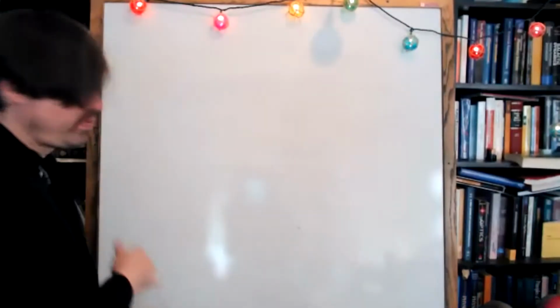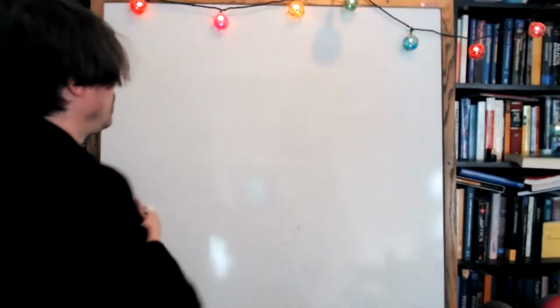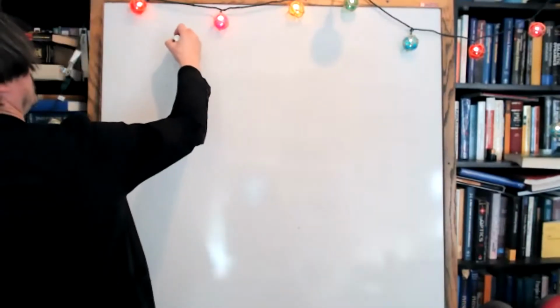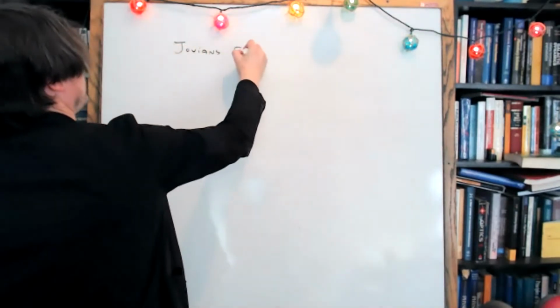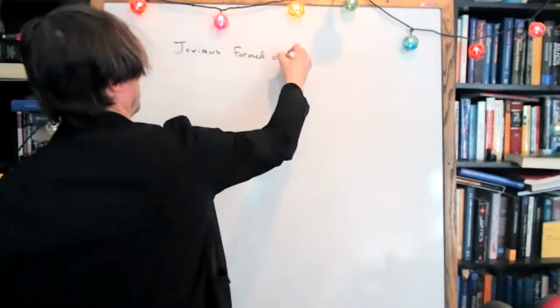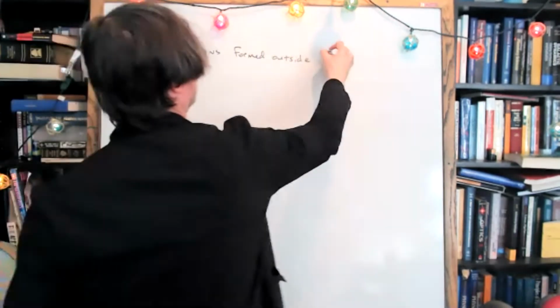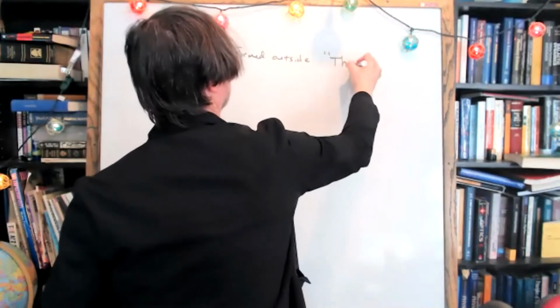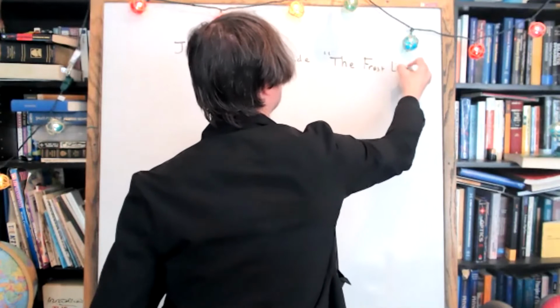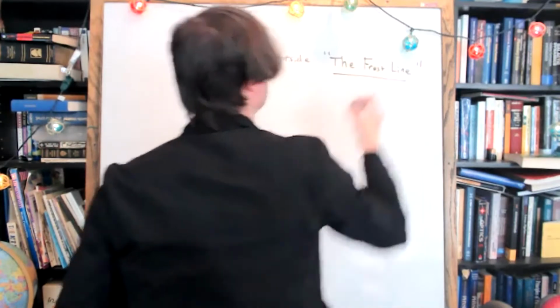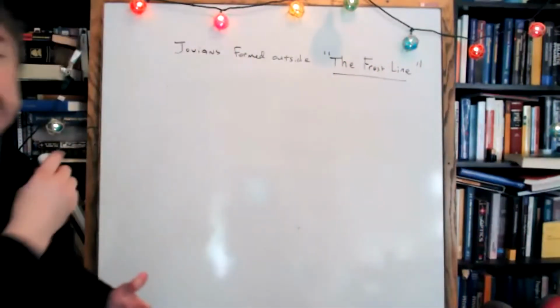Let's start by taking an important concept down. Jovians formed outside what we would call, in planetary science, the frost line. The frost line is a concept that helps us to understand why terrestrial planets form close to the sun and Jovian planets form far away.